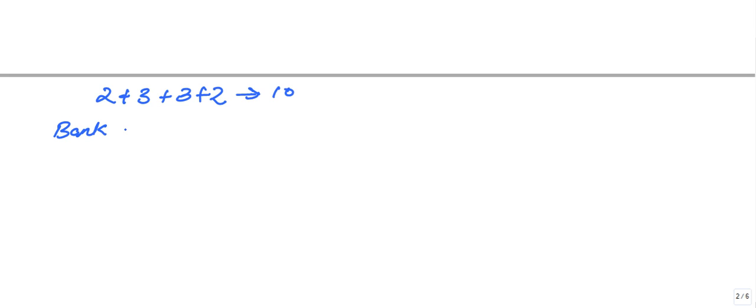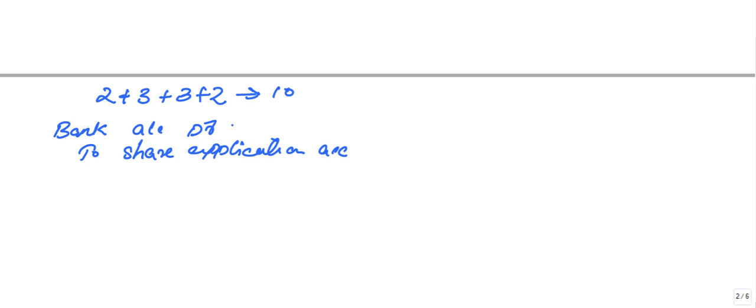So I write bank account debit to share application account. I have 1000 shares, at 2 rupees, so the amount is 2000 rupees, and here also 2000 rupees. Being application money received for 1000 shares at the rate of rupees 2 each.